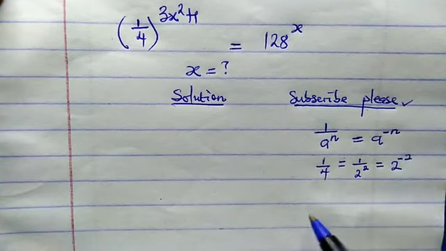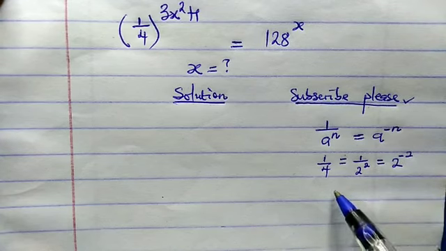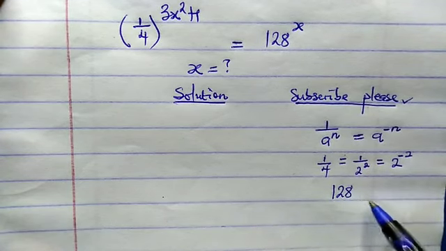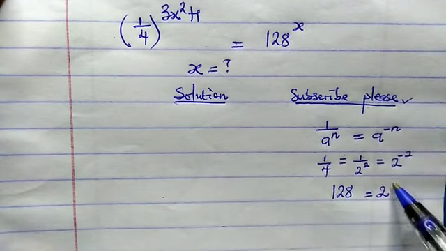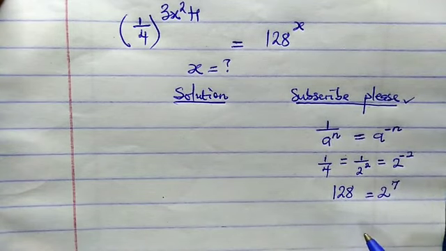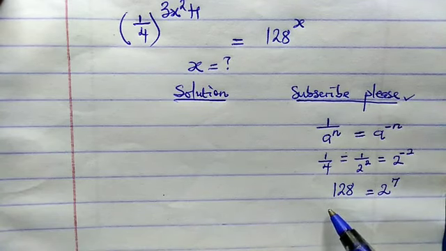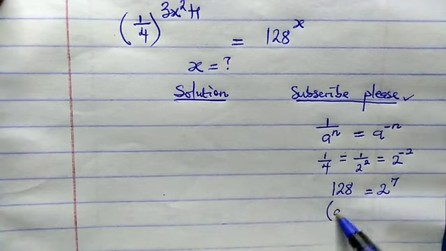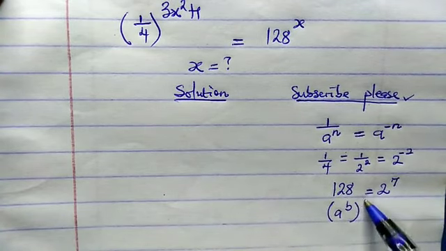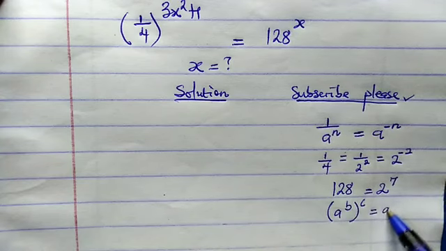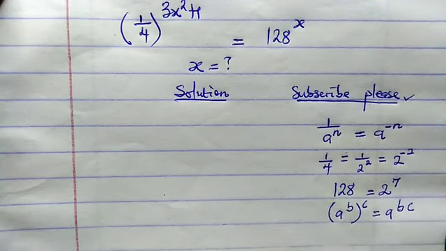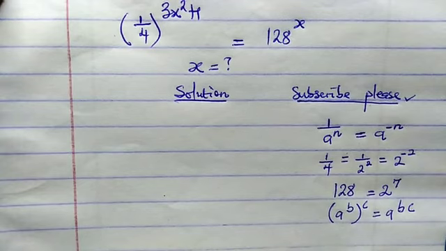Again, from the right hand side of the equation, 128 is equal to 2 to the power of 7. So let us take note of this. And the final property here: when we have a to the power of b raised to the power of c, this is the same as a to the power of b times c. Now let's get to the video.